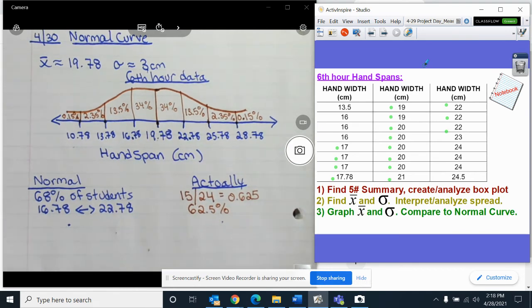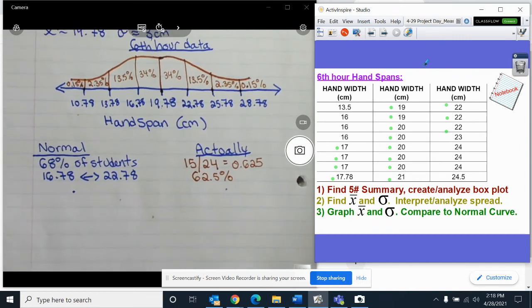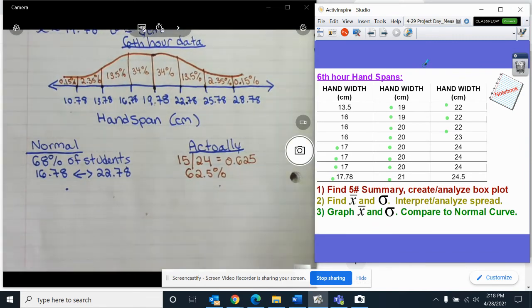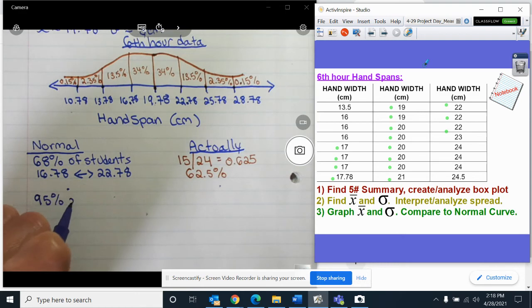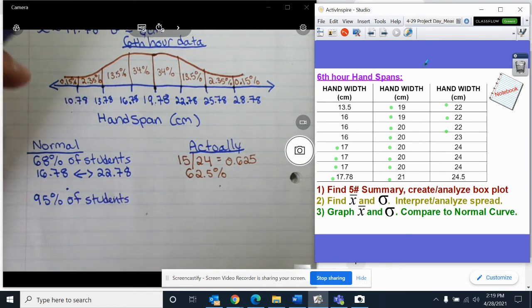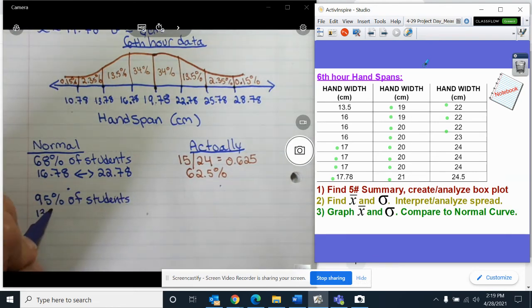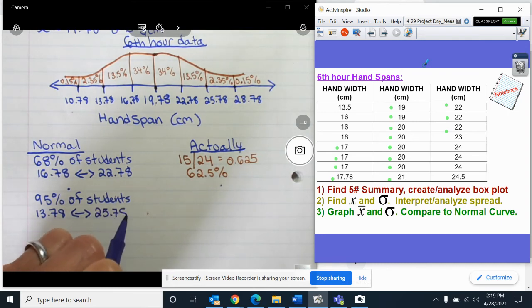Let's also compare what about 2 standard deviations from the mean. So that means 95% of the students would fall between 13.78 and 25.78.